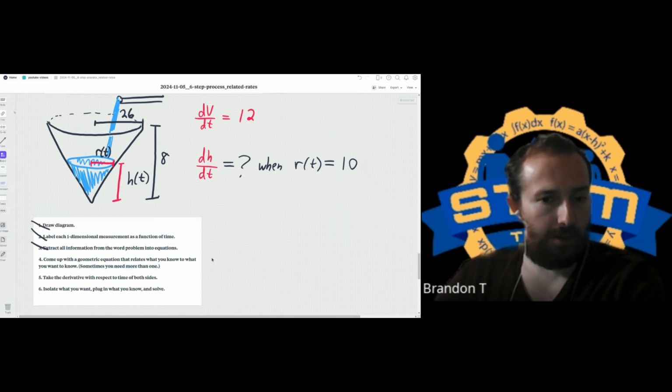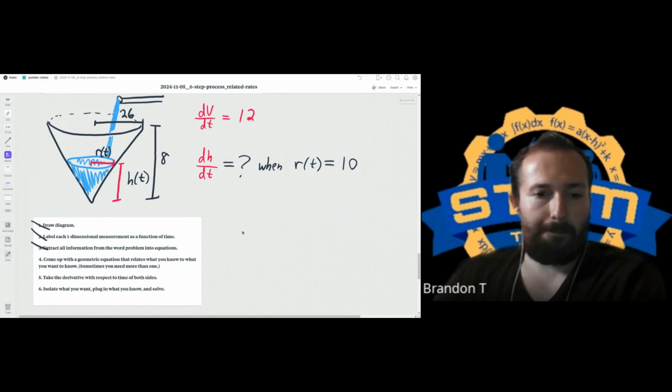Sometimes you need more than one. But in every problem, you need at least one. So how would we do that? So what do we want to know? We want to know dH/dt. That's what we're trying to find in this problem.